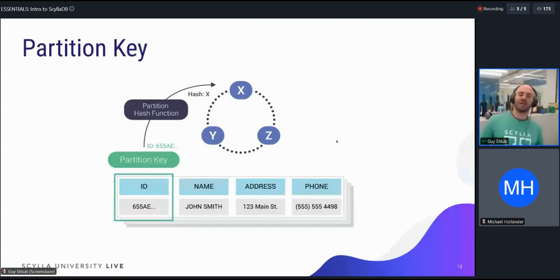And what happens when the user wants to write some data, say this row? So this row has an ID column, and that's defined as the partition key. Now, according to the partition key, which by the way can be more than one column, what ScyllaDB does is it performs a consistent hash function on the data of the partition key. And according to the hash, the system knows which nodes are responsible for that specific row.